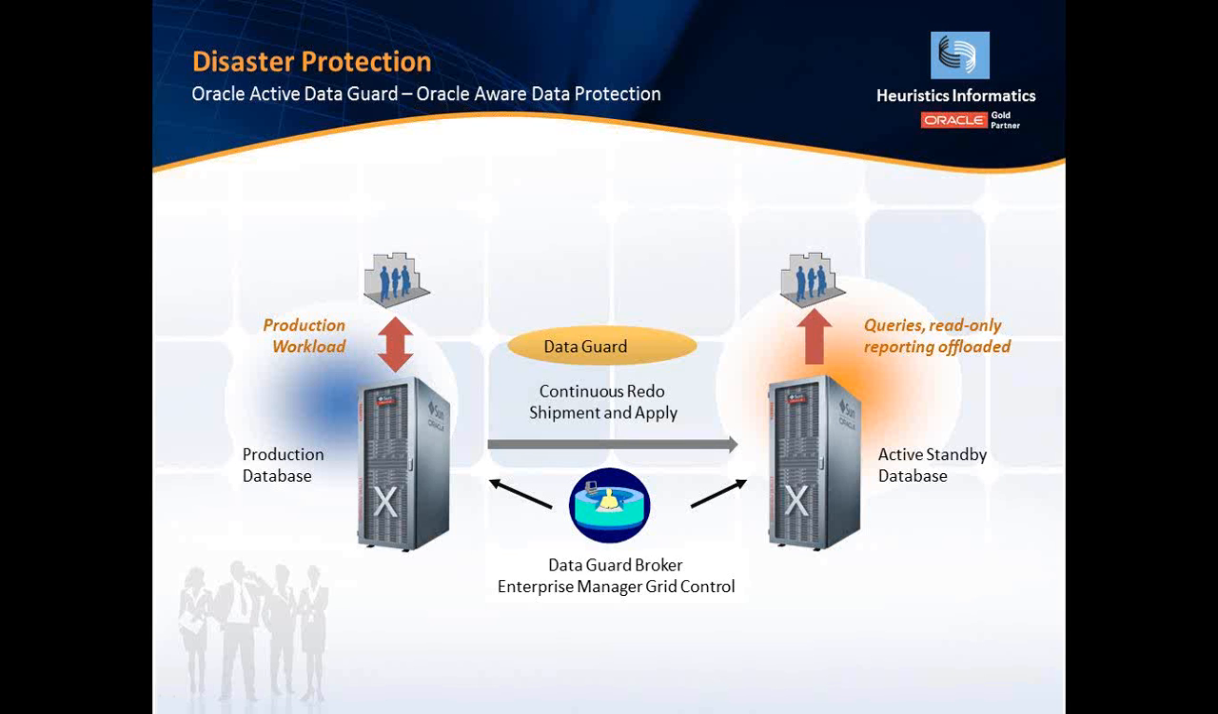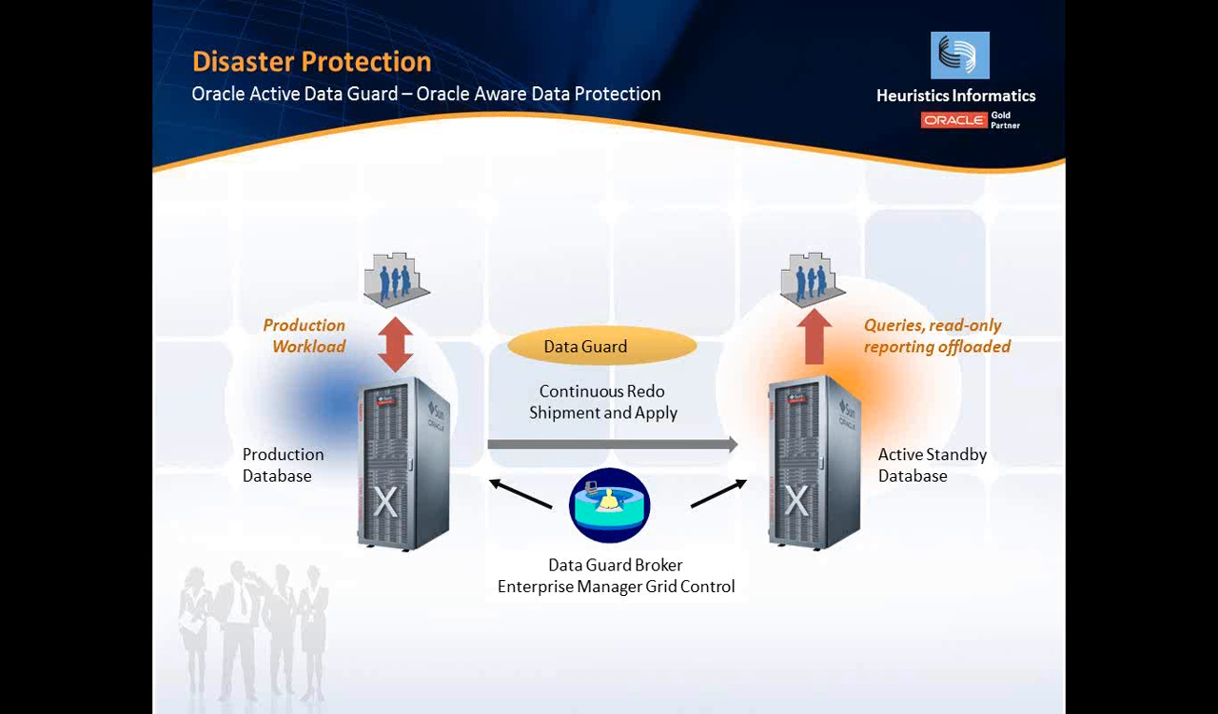Disaster protection or disaster recovery. So this is one of the key components of a maximum availability architecture. Typically you would have a production database in your primary data center, and you would have something like the Oracle Data Guard or Oracle Active Data Guard running on a standby environment in a remote location. How this works is it continuously mines, ships, and applies the redo logs from the primary database to the standby database.